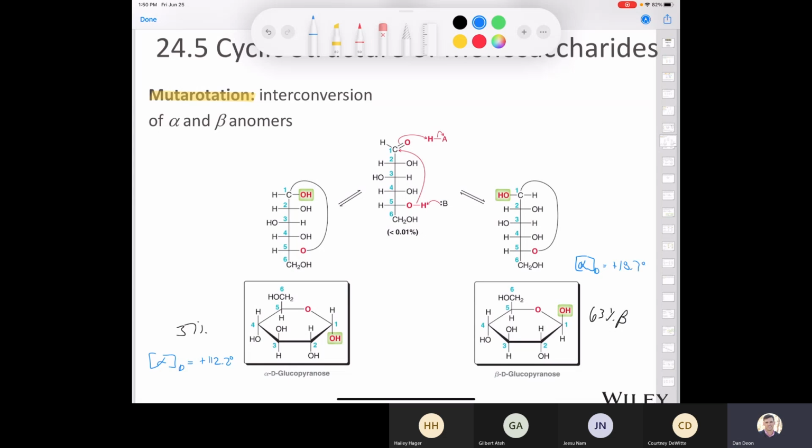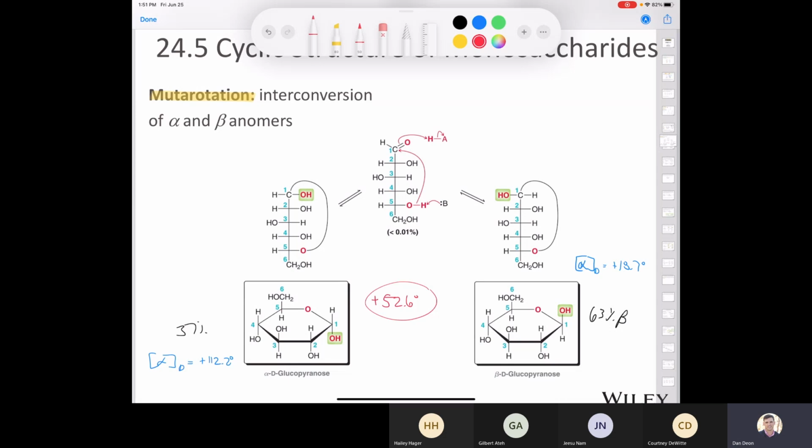And again, what happens is when you have a mixture of both the alpha and the beta, 37% and 63% respectively, it's always going to come out to give you an average, not exactly a 50-50 average, but you're always going to end up with an optical rotation which is 52.6 degrees. So you're always going to end up with that no matter how hard you work. But anyhow, that's the concept of mutarotation.